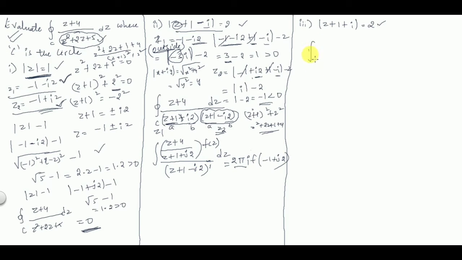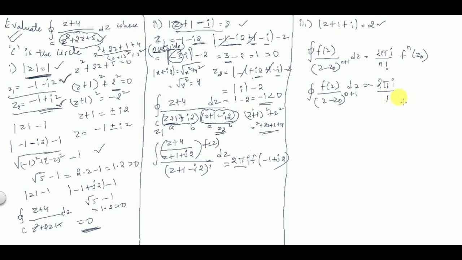Let me write the formula here. The integral of f of z by (z minus z naught) whole to the power of n plus 1 dz is 2 pi I by n factorial into f^n of z naught. So we have here 1 only, so when you want 1 here, that is f of z by (z minus z naught), if you have the simple pole here, dz, we can write it as 0 plus 1, that is in the place of n you have 0, so it will be 2 pi I by 0 factorial. 0 factorial is 1 only, so this will be f of z naught. So 2 pi I into f of z naught, that is what I have written here.